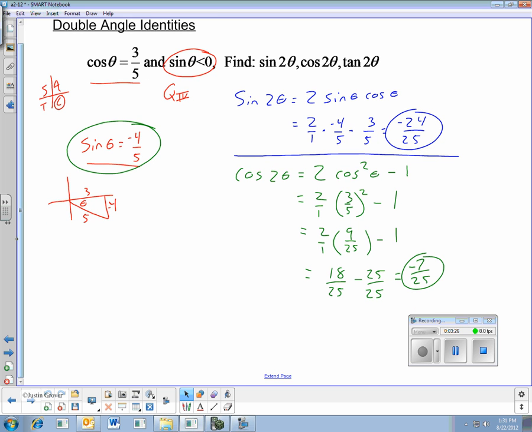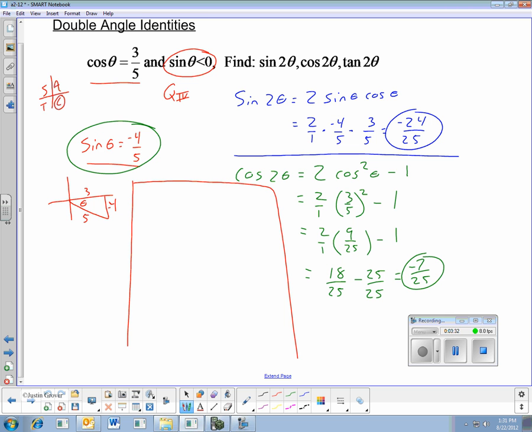All right, and lastly, let's do tangents. Tangent 2 theta. And first of all, for tangent theta, we do need to know what tangent of our angle here is. We did get sine and cosine, but we need to know what tangent of the angle is. We know tangent is sine over cosine. So that's going to be sine, negative 4 over 5, over cosine, 3 over 5, multiplied by the reciprocal on top. So we flip that, get rid of these, and we get negative 4 over 3. So tangent theta is negative 4 over 3.